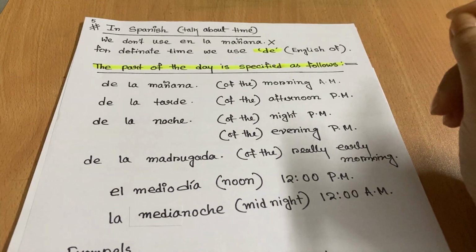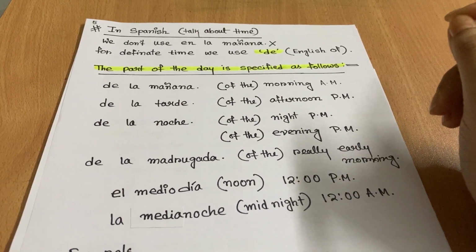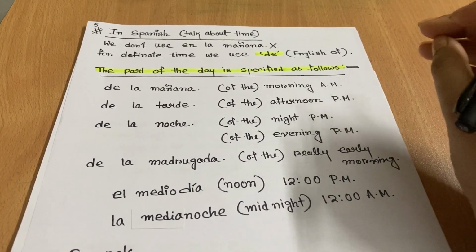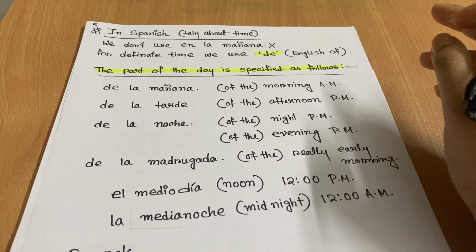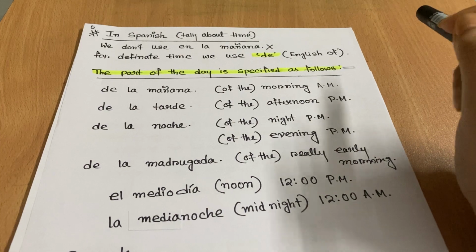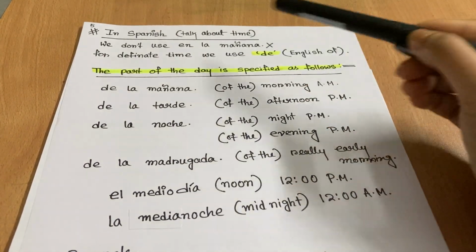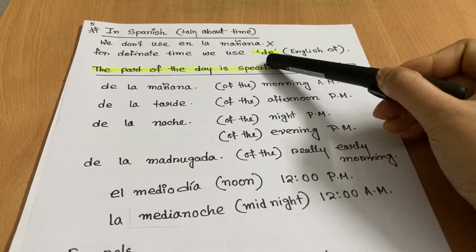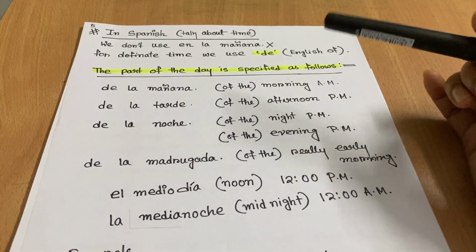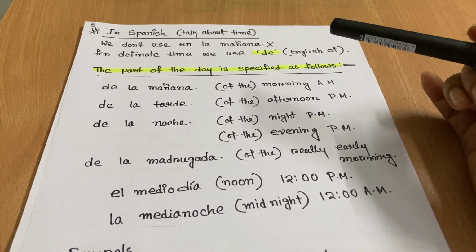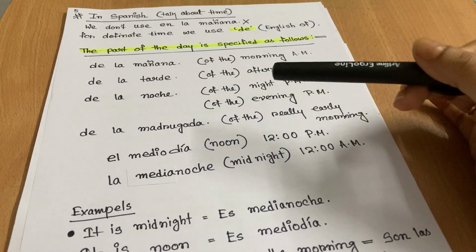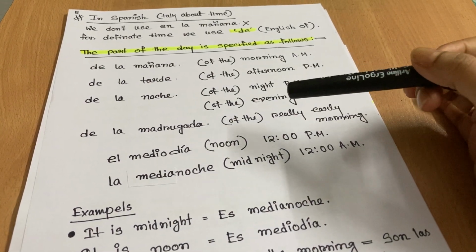Please remember that in English we say in the morning, in the afternoon. If I do the direct translation, it comes out as en la mañana, but please do not use this. It is the wrong way to say the time in Spanish. We have to use de, which in English means of. So it will always be de la mañana, de la tarde, de la noche, de la madrugada. And de el mediodía, that is noon.